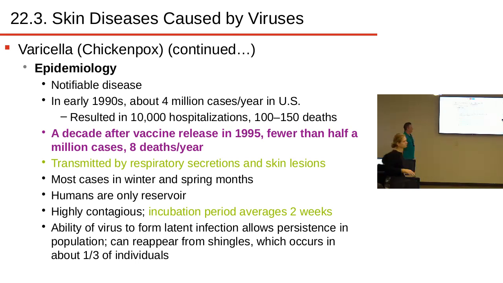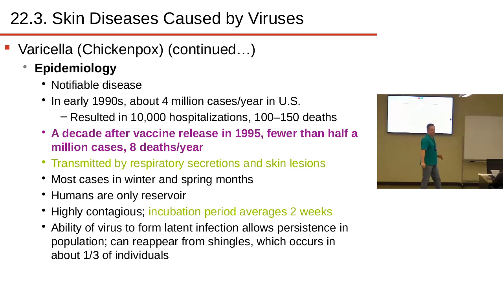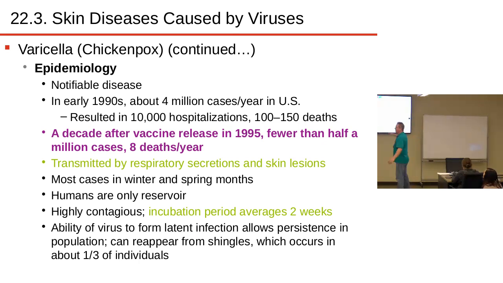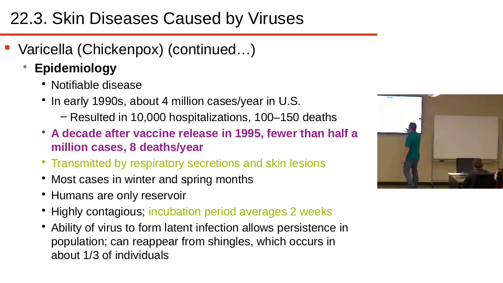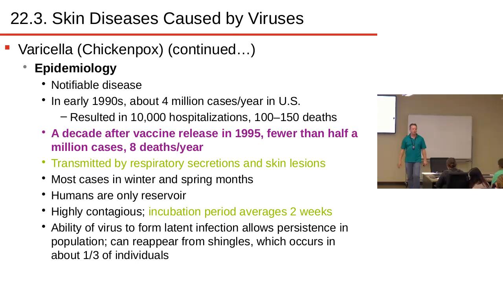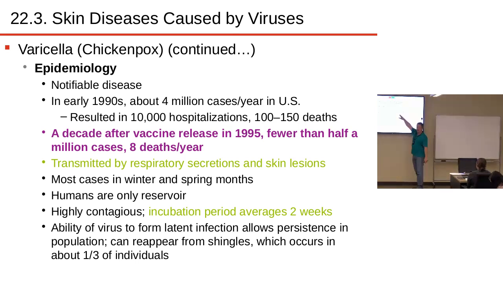In the 1990s, there were about 4 million cases a year. As you learned in the extra credit, the varicella vaccine came online in 1995. So up until 1995, we had about 4 million cases a year, which resulted in about 10,000 hospitalizations. You figure that's a pretty low number. It's actually only a quarter of 1% who end up in the hospital, and only about 100 to 150 of those end up with death.